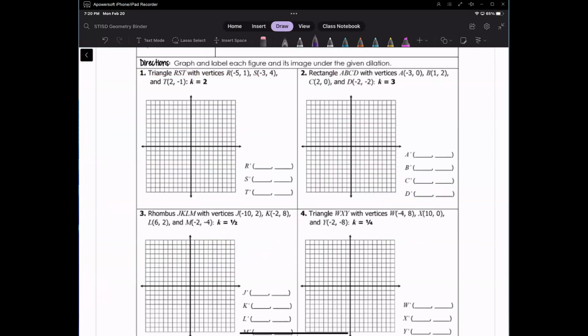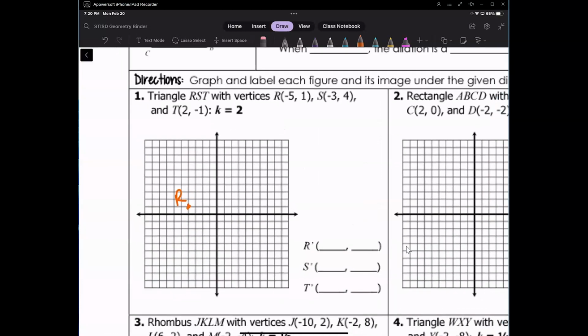Okay, we're going to graph and label each figure under the given dilation. So we have R, -5, 1. That's R. I'm going to make it a little bit bigger. We have -3, 3. That's S. And then we have 2, -1. So what we're going to do is multiply by the scale factor. For example, R is -10, 2. So I'm going to go to -10, and I'm going to go up 2.